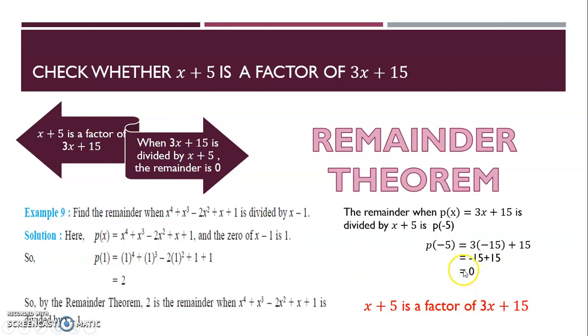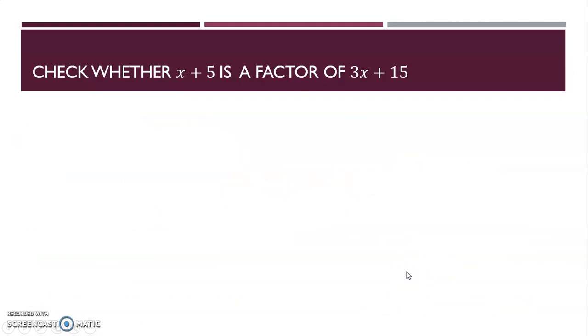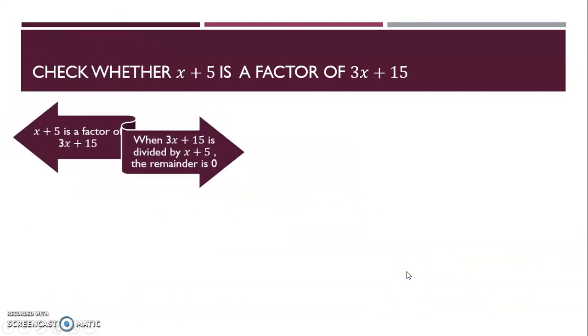Suppose we got some value like 3 or negative 20, then what does it mean? Since the remainder is not 0, we can say x plus 5 will not be a factor of 3x plus 15. I hope you understood that part.